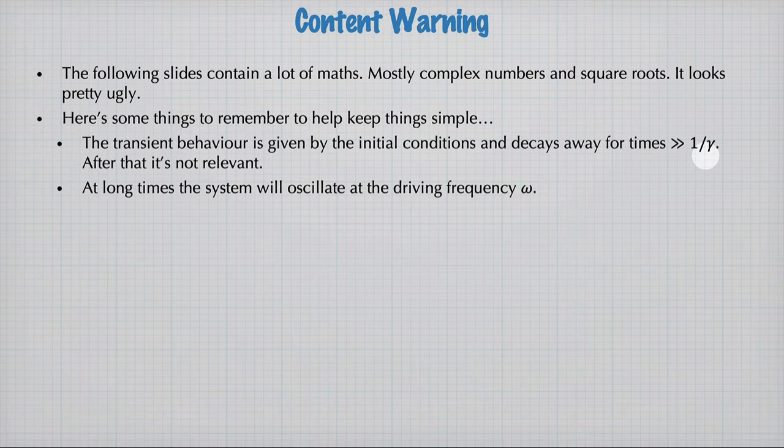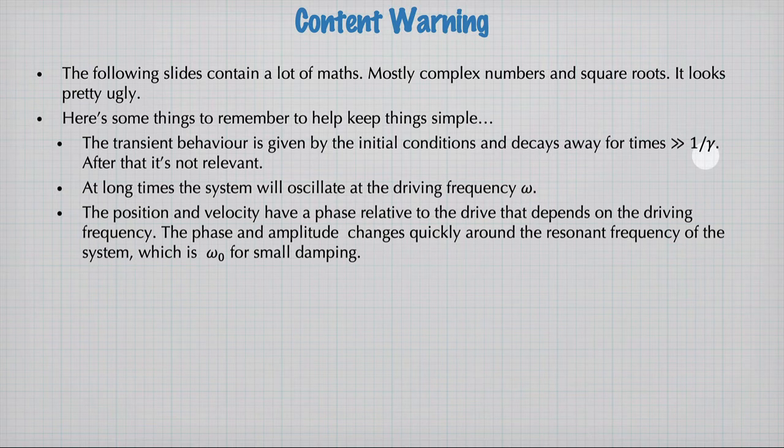We're driving at omega, then the position will be given by some sinusoid at frequency omega. The velocity will be given by some sinusoid at frequency omega. But the position and velocity will have a sinusoid that has some phase relative to the drive. So there's going to be a phase shift between the driving force and the position, a different phase shift between the driving force and velocity. The phase and amplitude of the position and velocity change quickly around the resonant frequency omega naught.